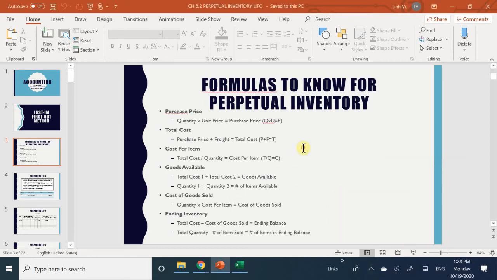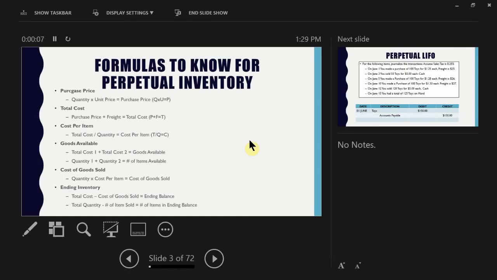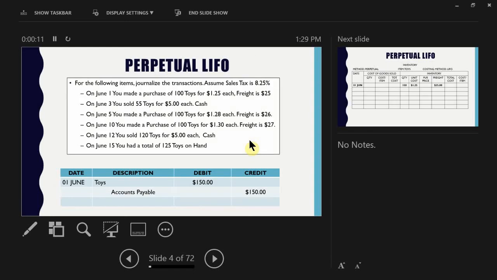Okay, so here again, these are formulas, whether they work for you or apply to you, but it's all about how to calculate everything. The formulas are not something you need to memorize, but it's good to know how to apply them. We're looking at this example, where on June 1st we made a purchase of 100 toys for $1.25 each, and freight was $25.